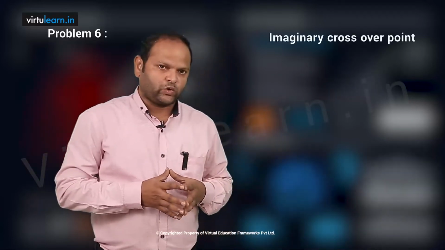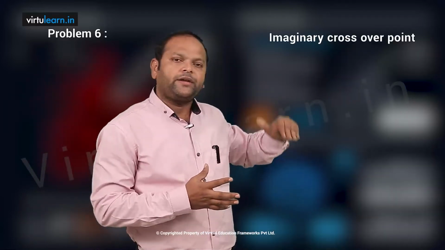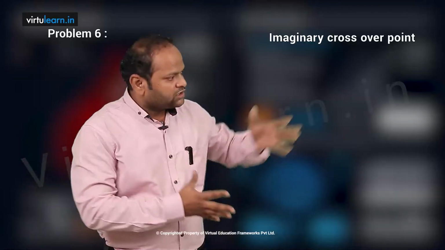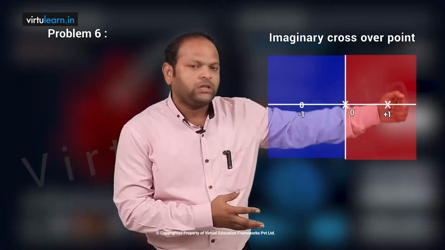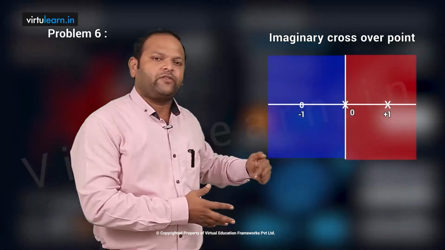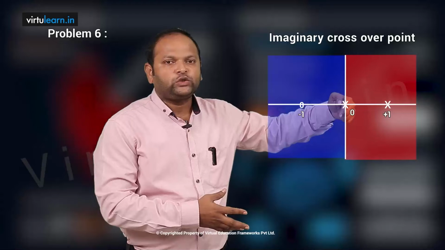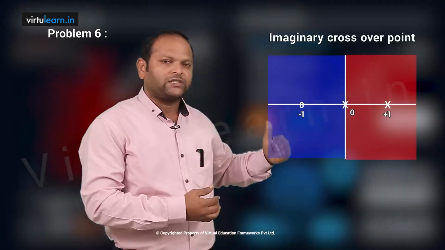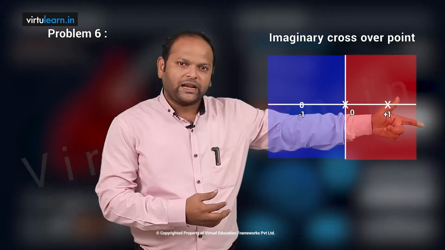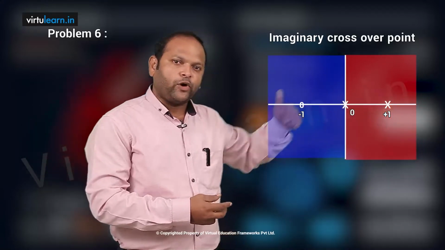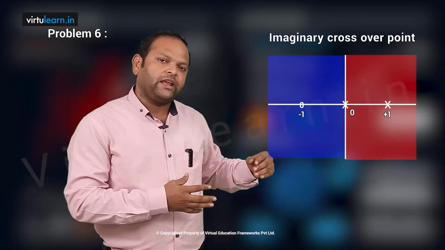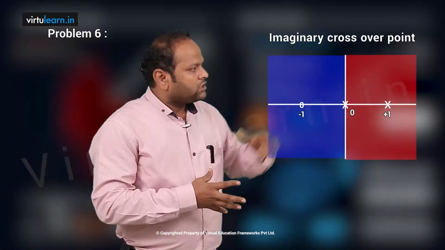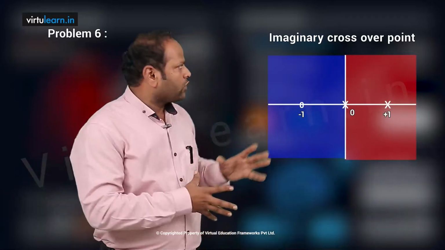The next step is to calculate the imaginary crossover point. Let us see whether an imaginary crossover point is possible or not. If you look at the s plane, there is one pole in the right half of the s plane and one zero in the left half. So there is a need for the root locus branch to cross from the right of the s plane to the left. The starting point is at the right of the s plane, the open loop pole, and the ending point is at the left of the s plane, which is the open loop zero. So we need to calculate. Let us see how to calculate.